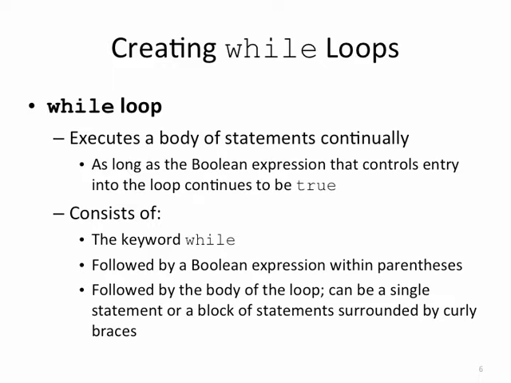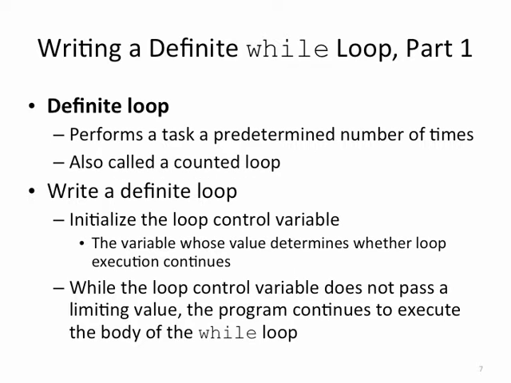It consists of the keyword while, followed by a Boolean expression within parentheses that represents the loop control condition, followed by the body of loop, which can be a single statement or a block of statements surrounded in curly braces. A while loop is good for a definite loop, and a definite loop is also called a count-controlled loop, and it performs a task a specific number of times.